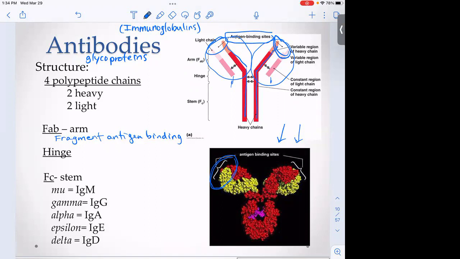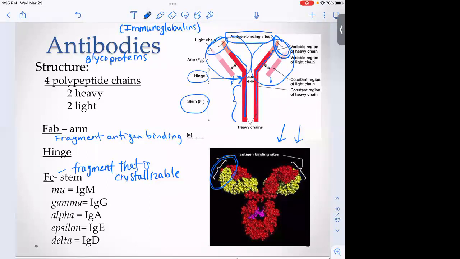There's a hinge region to the antibody, which just means it's flexible at that part. Like if you were standing here with your arms up, you're flexible because we bend at our hips. And then this lower fragment is called the stem region. In other words, that Fc stands for the fragment that is crystallizable. I often just call it the stem or the Fc region.